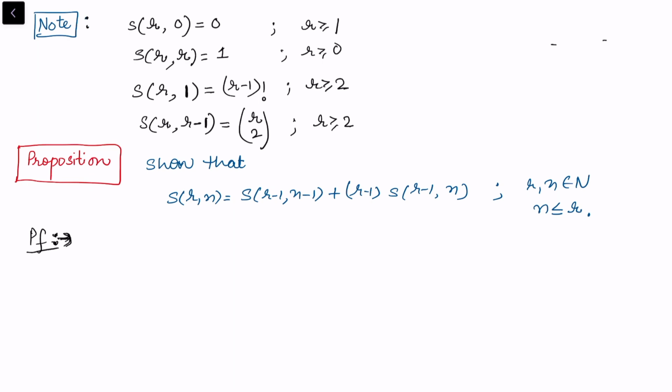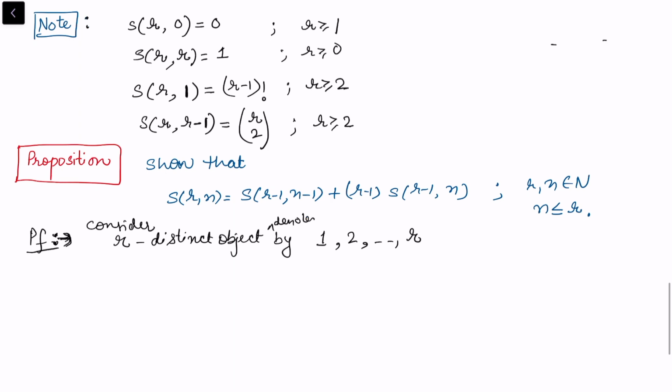So let's first consider, for simplicity, R distinct objects. For just simplicity, I am arranging the R objects like 1, 2 up till R. And now I further consider any of the objects, so let's say consider the first object. In my notation, I am considering the first object as 1.